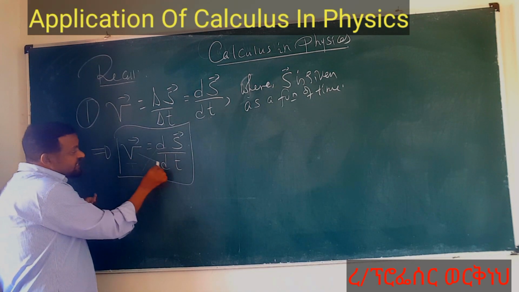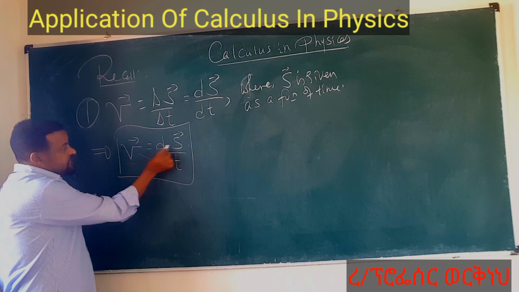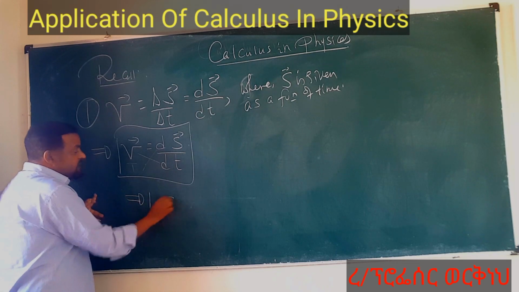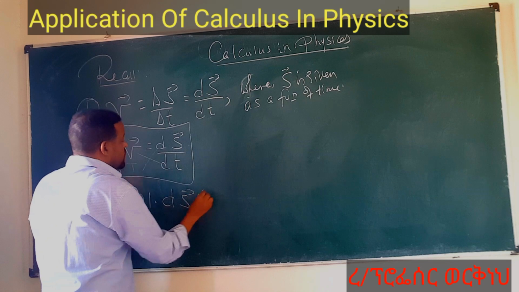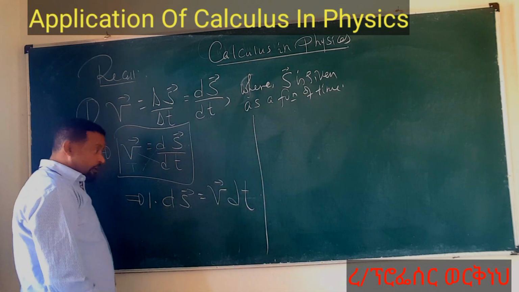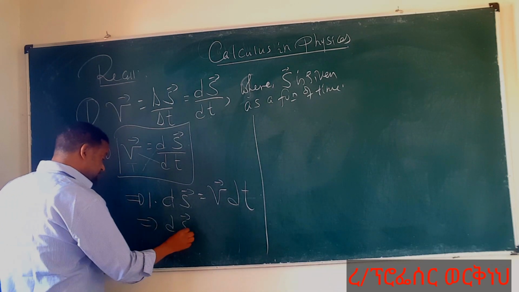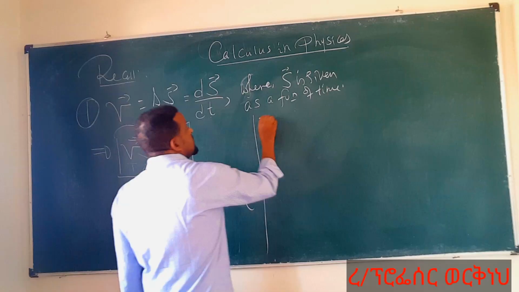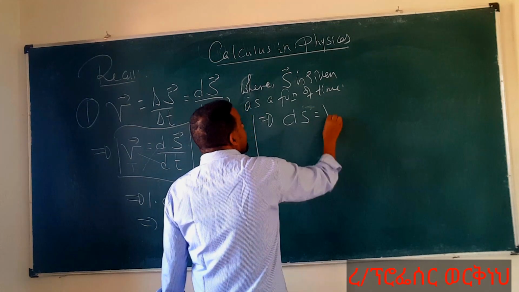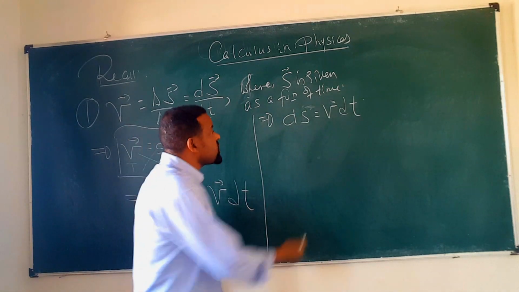Now look here, we have over 1. If you cross-multiply here, v will be multiplied by dt and ds will be multiplied by 1. So you will get 1 times ds is equal to velocity times dt. So 1 times ds is ds, which implies ds is given by v times dt. Now integrate both sides of this equation.